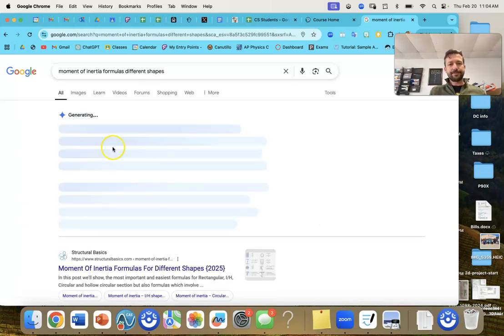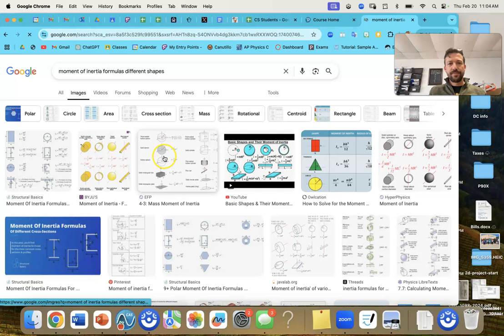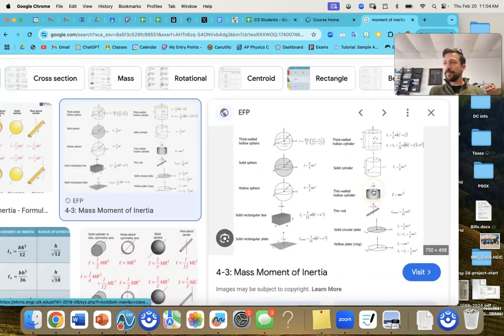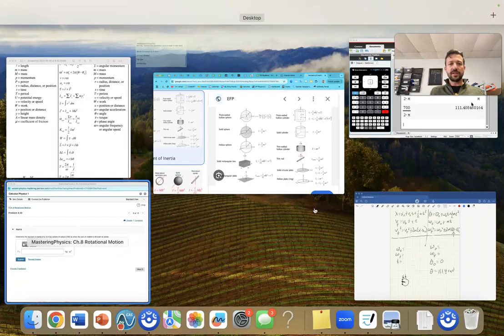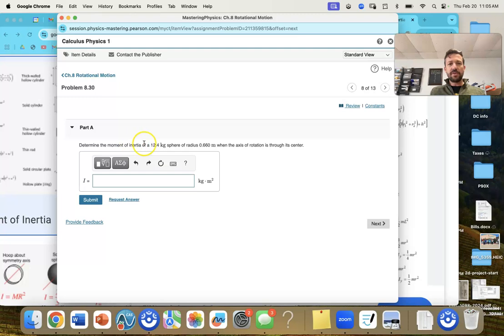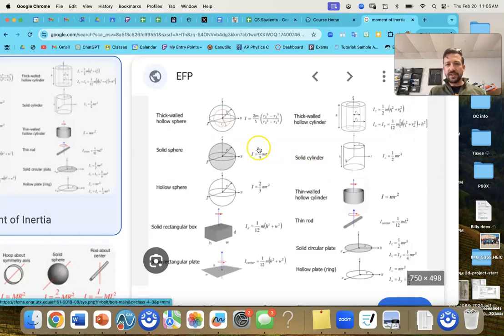Okay, so let's see here. Let's just go to images. Check it out. There's just tons of them, lots of different formulas depending on what the shape is or what it's rotating around. So you would want to make sure you find the one that it's talking about. So let's look at this one. It says determine the moment of inertia of a 12.4 kg sphere of radius 0.66 meters when the axis of rotation is through its center. So it's a sphere rotating through the center. Yeah? It looks like a ball rotating through the center.